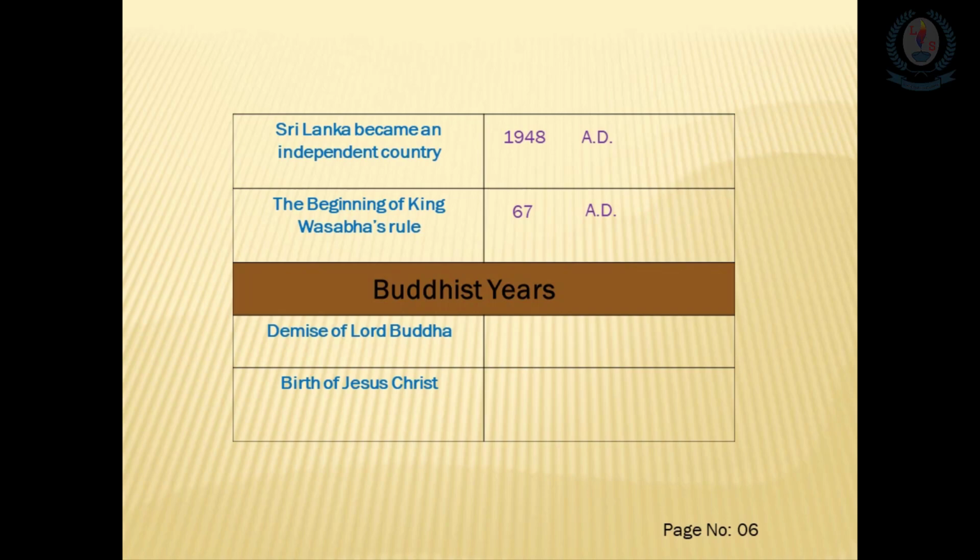Buddhist years. Demise of Lord Buddha. Yes, it is year 1 of the Buddhist years. Birth of Jesus Christ. 544 years. 544 Buddhist years. Very good.